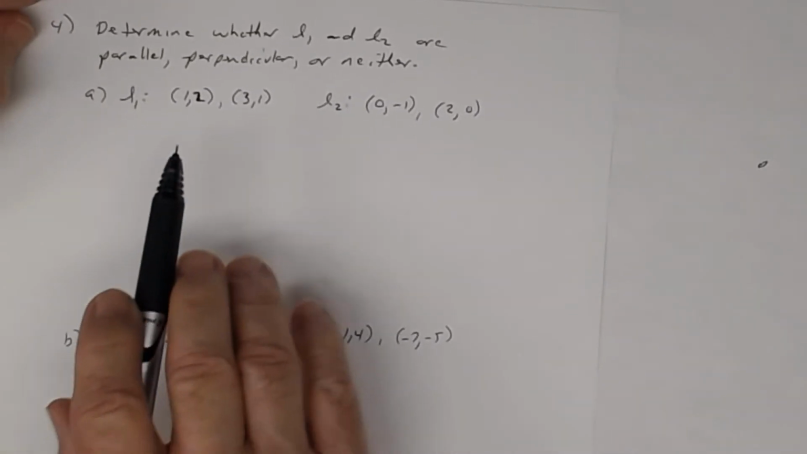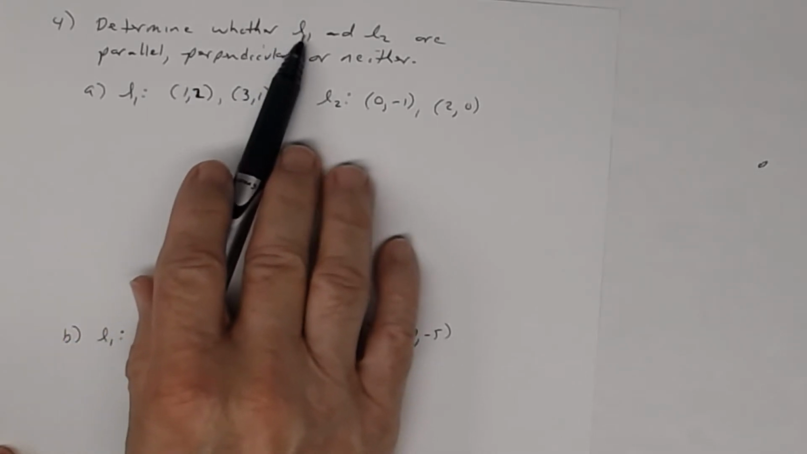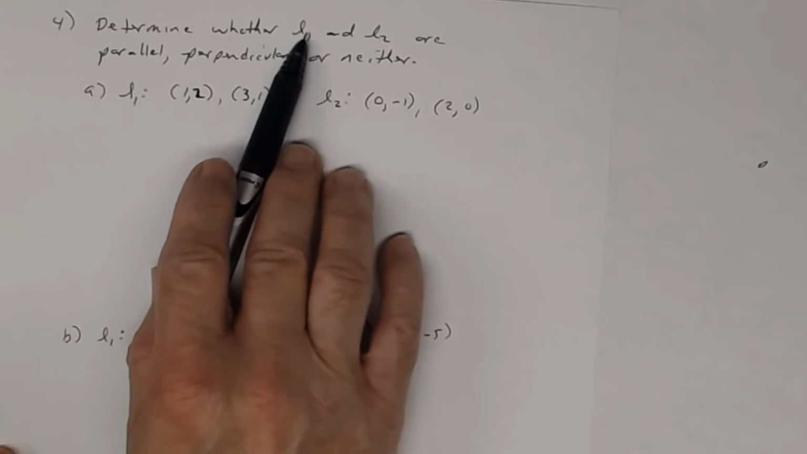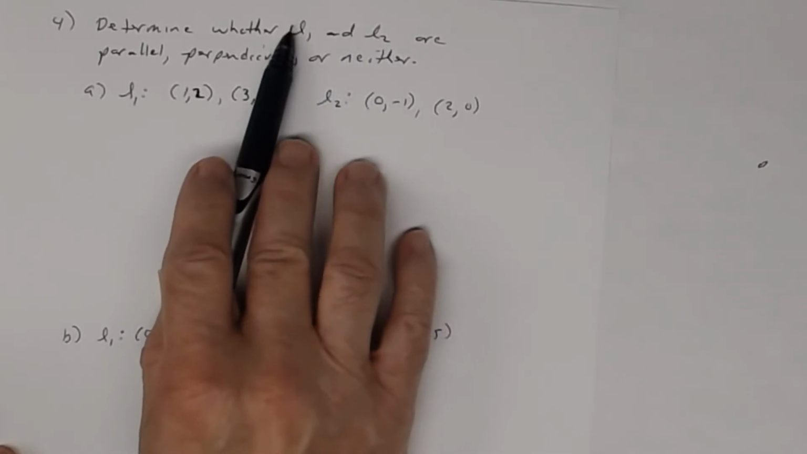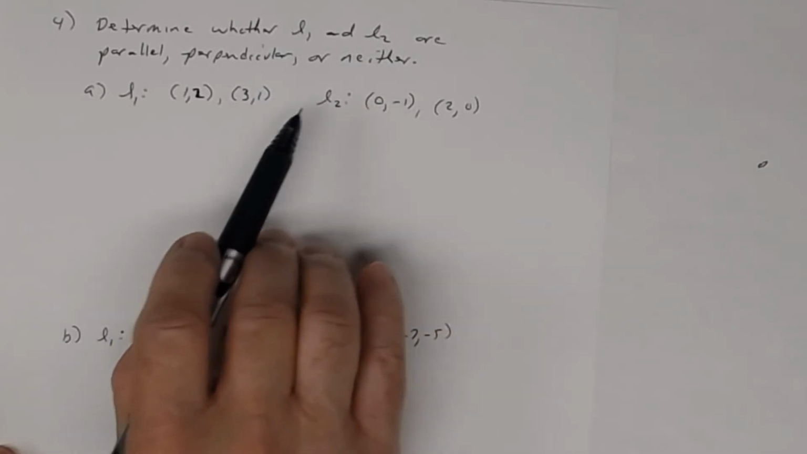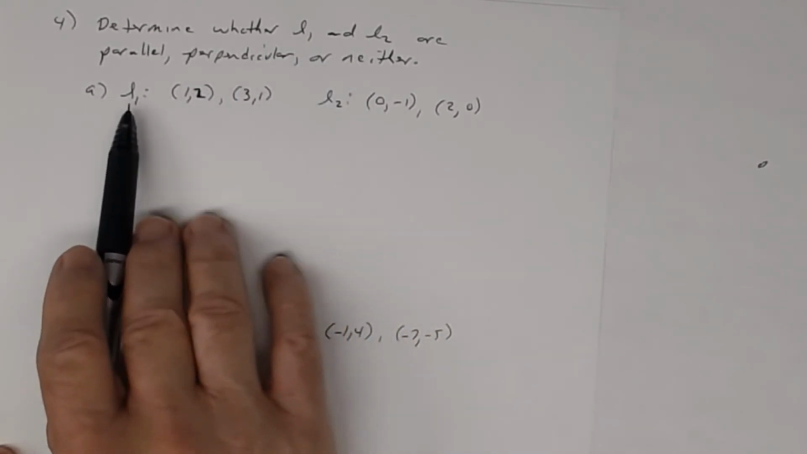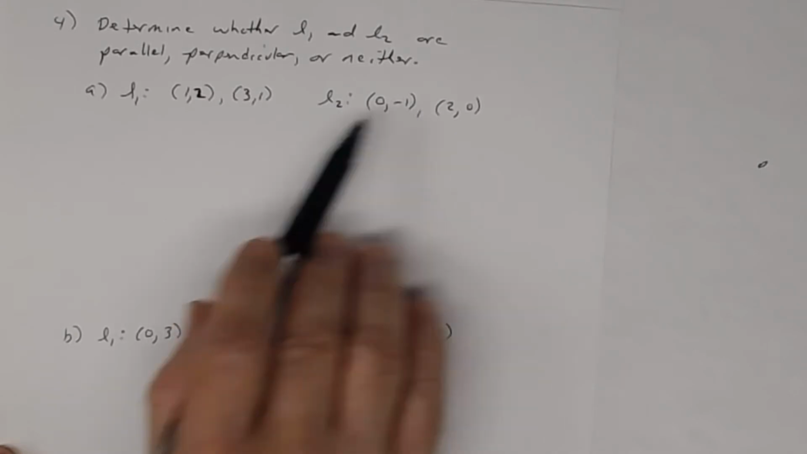Okay, let's look at number 4. Sometimes the problem can be written differently than what you saw. It says determine whether line L1, line sub 1, and line 2 are parallel, perpendicular, or neither. Remember, 1 and 2 are subscripts. Line 1 contains those 2 points. Line 2 contains those 2 points.